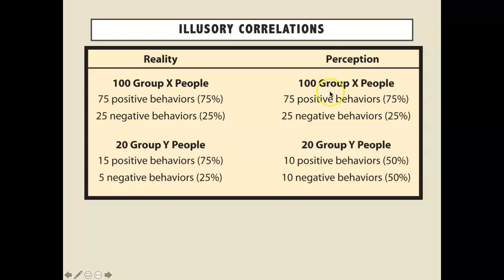You can see that the perception after the fact is pretty accurate with the Group X people. But if you look at the Group Y people, the percentage of negative behaviors is overestimated. They more readily remember the negative behaviors engaged in by the Group Y people, and they form this correlation. Oh, there's a correlation: Group Y people are more likely, 50%, to engage in negative behavior than the Group X people, 25%. There's no real correlation, but the memory is such that they've formed this illusory negative correlation between how positive the behavior was and whether the person was Group X or Group Y.